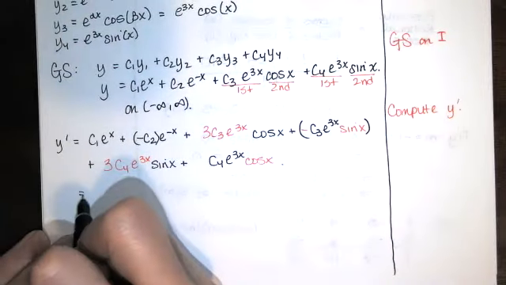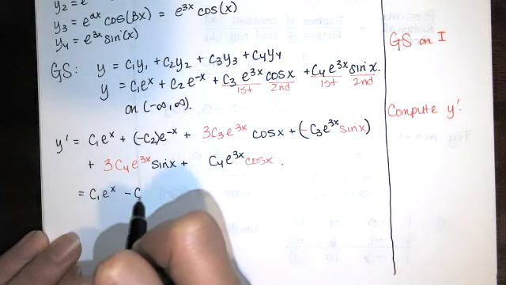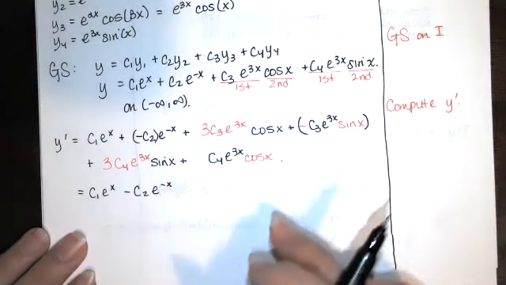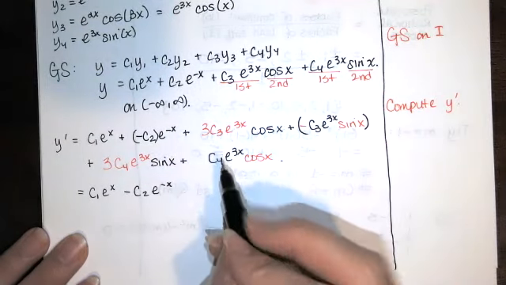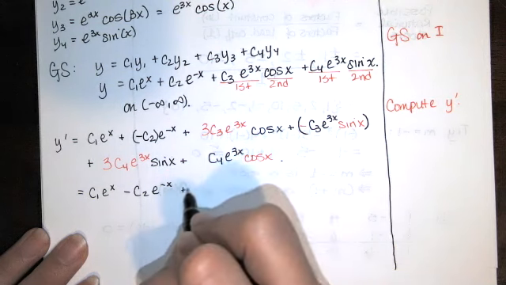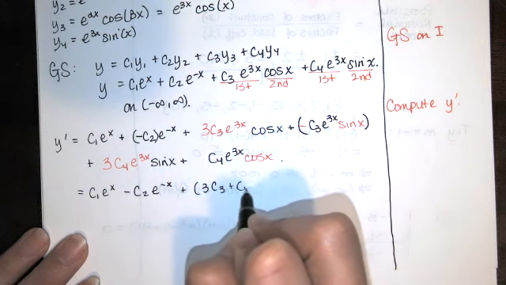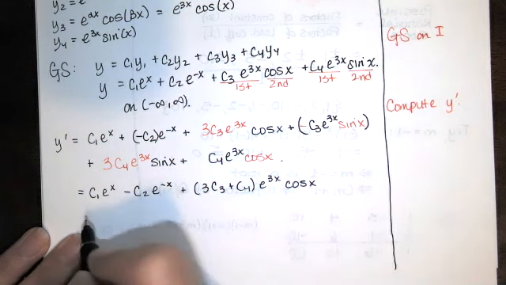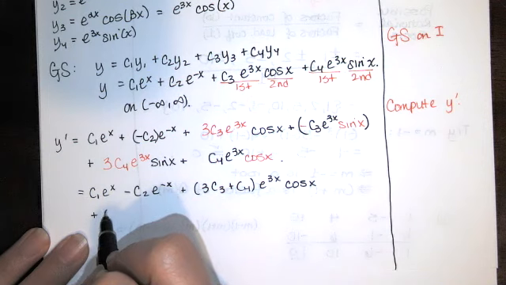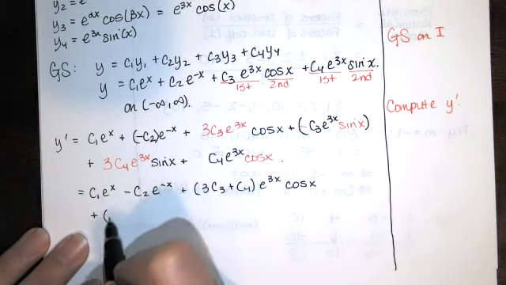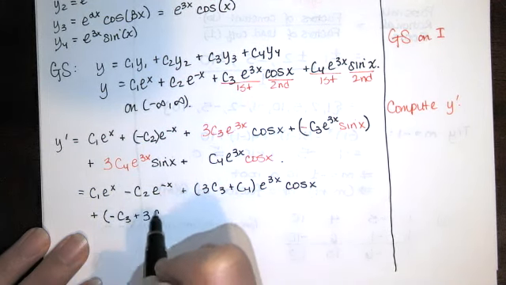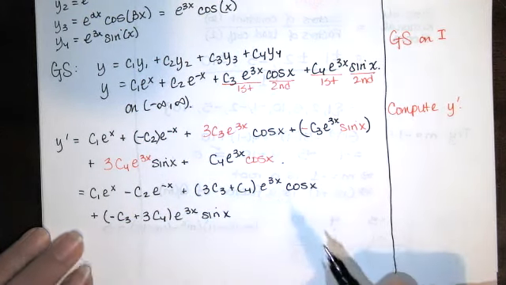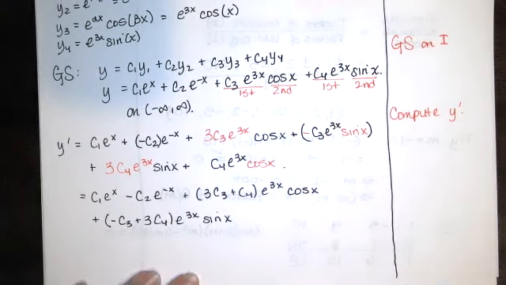Now, if you want to, you can simplify it. I would simplify it by grouping the cosines together and the sines together. So I've got these two guys. So that's 3c3 plus c4 times the exponential times cosine of x. And then with the sines, I want to group those as well. So I'll have negative 3c3 plus 3c4 times the exponential times the sine function. Okay, so that's my y prime.